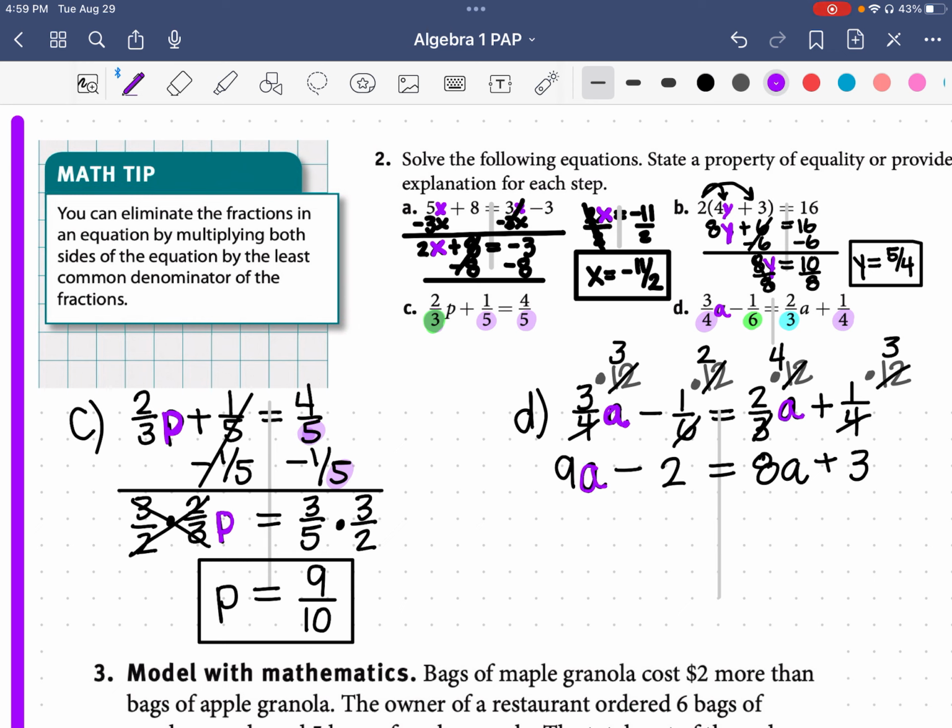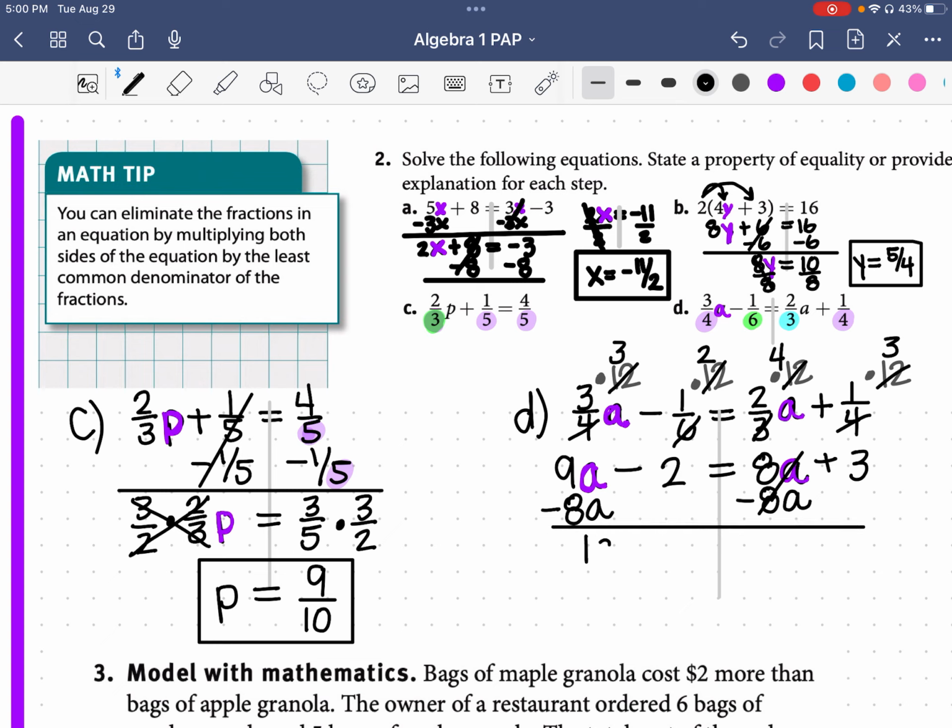Now I have gotten rid of all of my fractions, and I don't have to deal with them like I did in Part C. Going back to Part C, because 3 and 5 are different, I would multiply by 15 because 3 times 5 is 15. So if I multiplied every term by 15, it would make all of my fractions disappear. All right, let's go ahead and move our smaller a value term to the other side by subtracting it since it is positive. This is the subtraction property of equality.